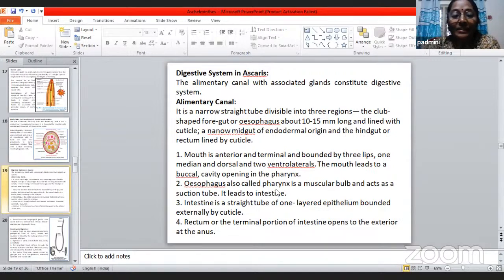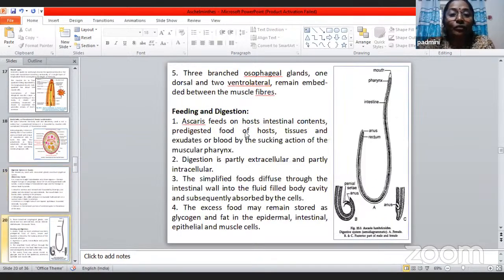also called the pharynx, a muscular bulb that acts as a suction tube. That is, they suck the digestive juices from the intestine. The esophagus leads into the intestine. Intestine is a straight tube of one-layered epithelium, bounded externally by cuticle. Rectum, or the terminal portion of the intestine, opens to the exterior at the anus. So that is the alimentary canal over there.